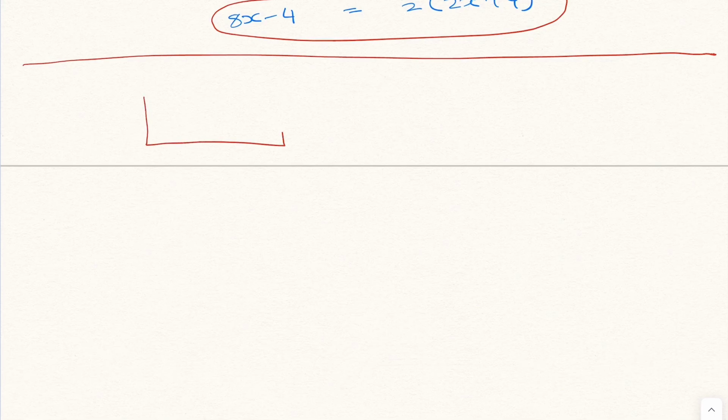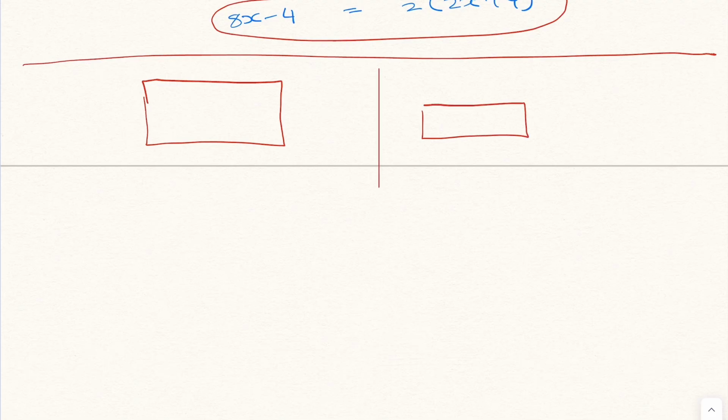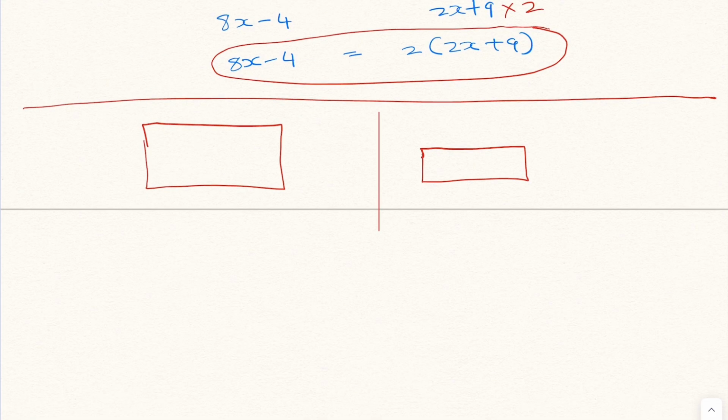Let's assume this is the shape of the quadrilateral, and let's assume that this is the perimeter of the triangle. I've tried to make the box on the left-hand side appear double the size of the box on the right-hand side. So the perimeter of this quadrilateral is 8x minus 4, like we've calculated, and the perimeter of the triangle is 2x plus 9.